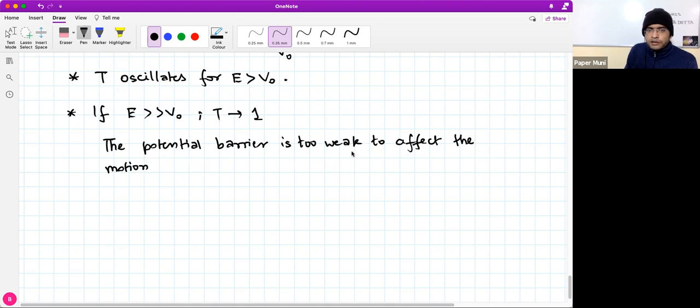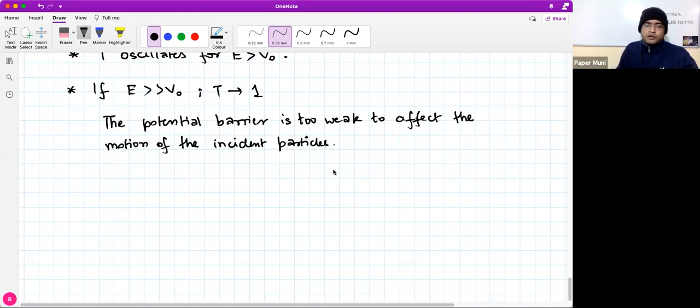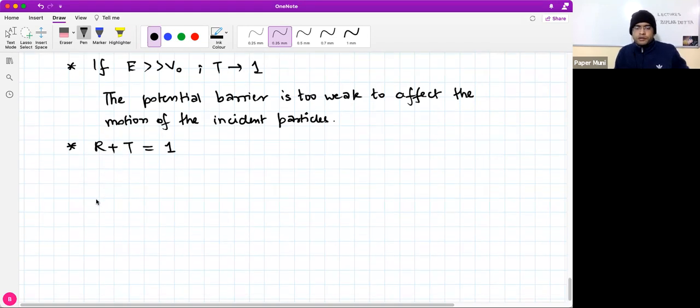So the potential barrier is too weak to affect the motion of the incident particles. We'll finish this part hopefully today itself, so that we can move on to a new topic. Now this is always true in all the cases which we have done: R plus t is 1. We have not written down r. We can just put t here, and you can solve for r, but that is not required to remember.